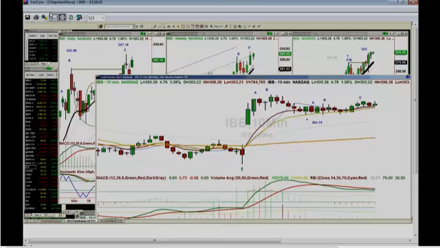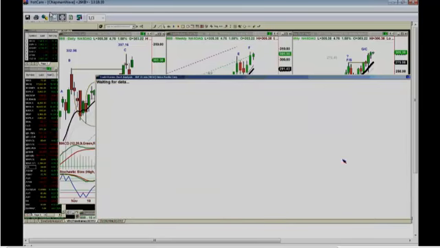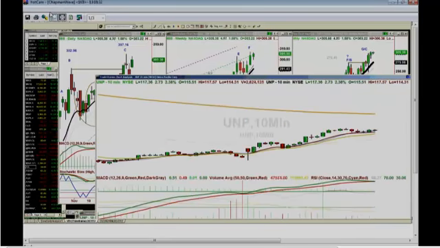So let's find something else that's moving very nicely. Let's go to UNP. I haven't looked at that all day. I've been wanting to look at it. UNP, if I can connect it here. Oh, I wanted to show you something else. I'll go back to, I only showed you one thing. I showed you the naked chart.